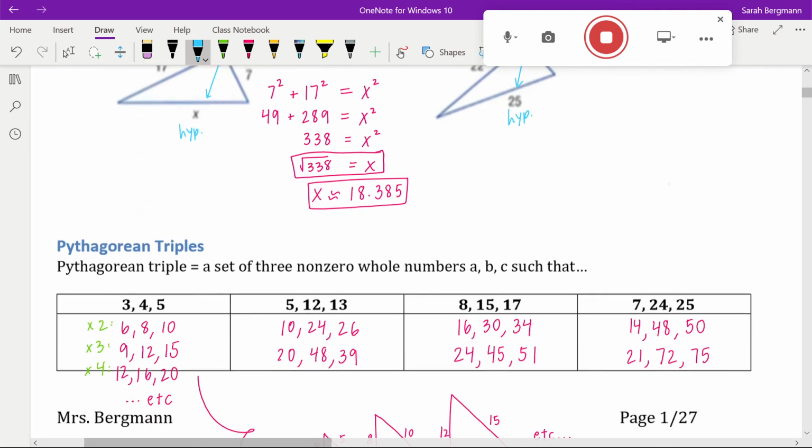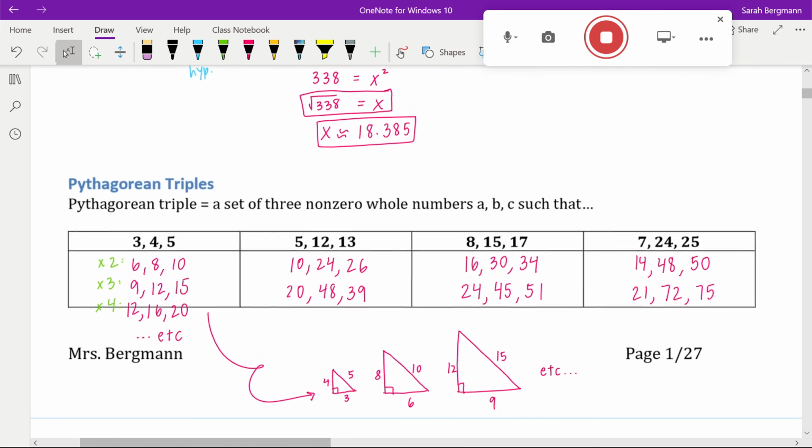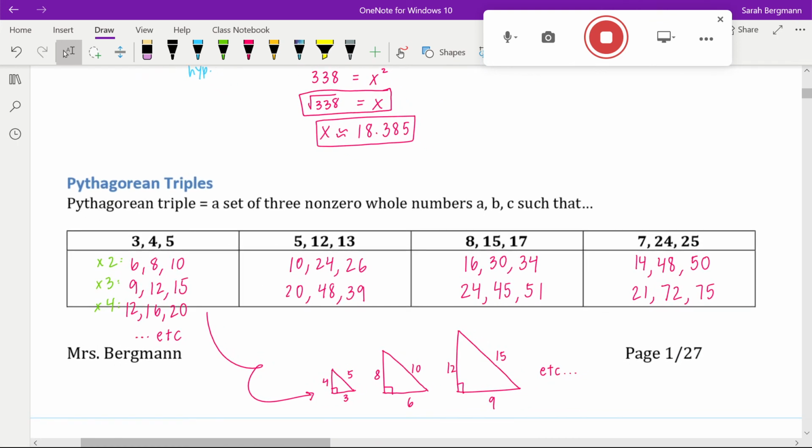Alright, the next thing we're going to go over are called Pythagorean triples. The definition of a Pythagorean triple is a set of 3 non-zero whole numbers, A, B, C, such that A squared plus B squared is equal to C squared. Basically it's 3 whole numbers. Whole numbers mean there's not a decimal after it, and it's positive. And the 3 numbers are the sides of the right triangle.